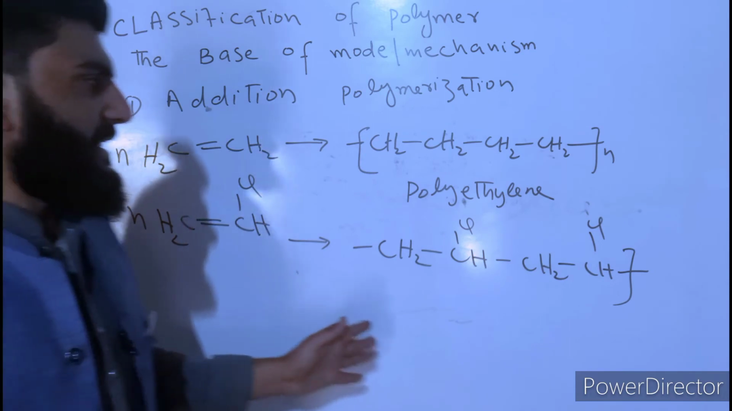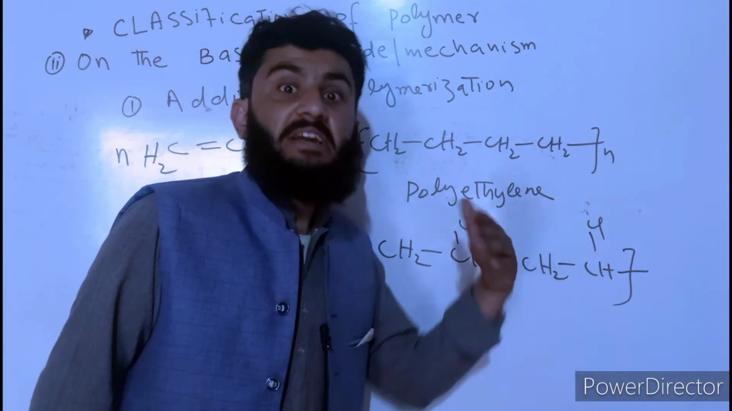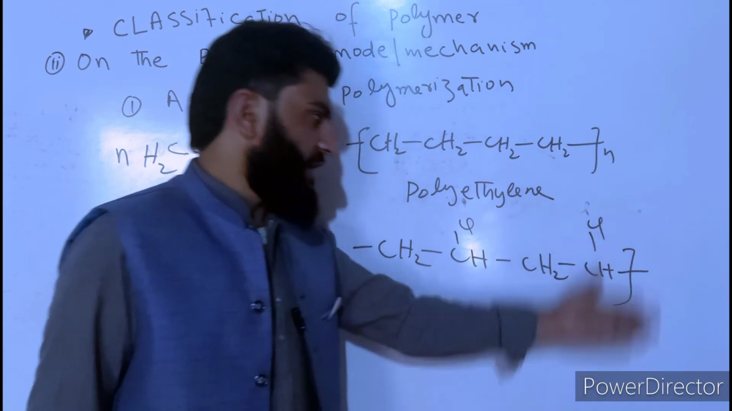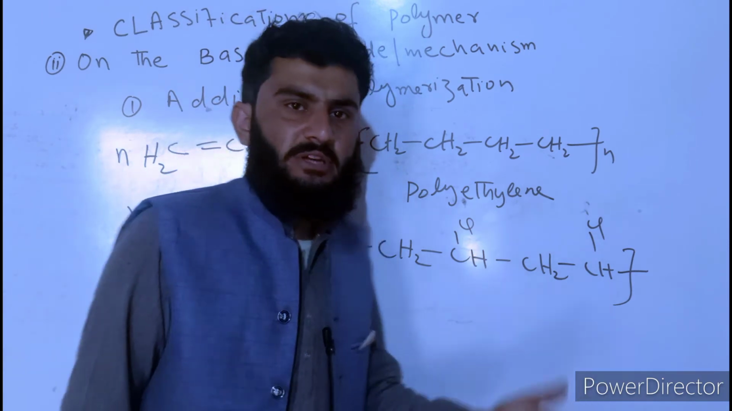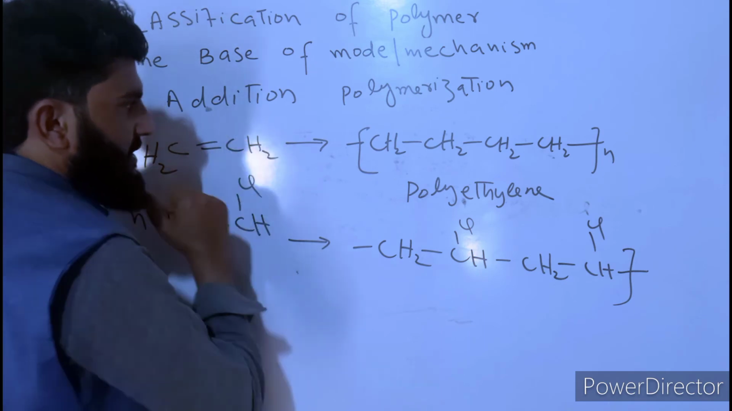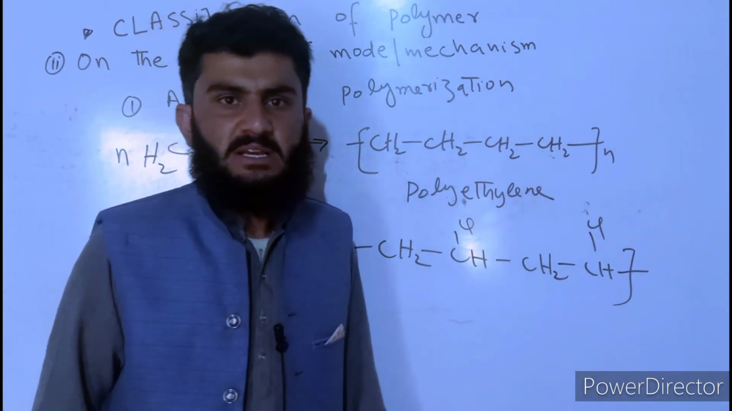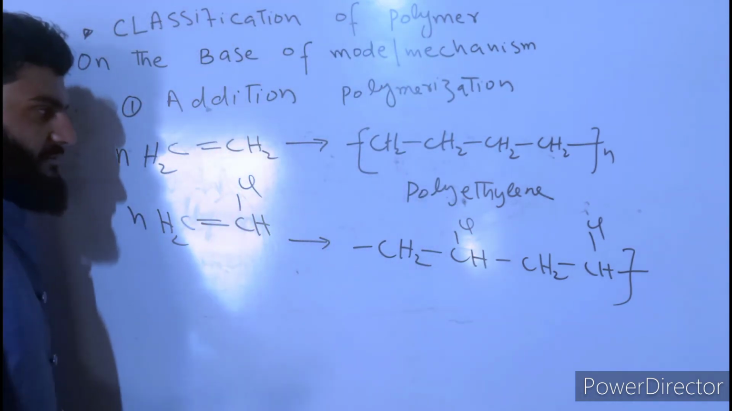So the polymer which is formed by this mechanism, by the addition way, is known as addition polymer. So here you can see no side product is formed, and you can also know that the sum of the weight of the monomers is equal to the weight of the polymer. Clear? So now I want to go toward what?